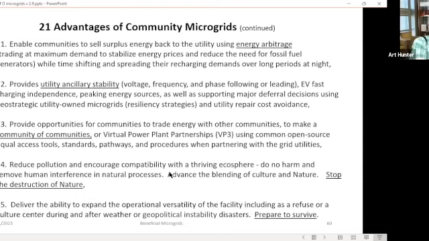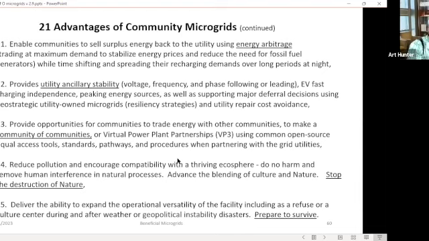And the big one, as far as I'm concerned, is stop the destruction of nature. Not just reduce pollution, but encourage compatibility with a thriving ecosphere. Do no harm, and let the natural processes go. And in fact, other than the manufacturing side, once you have geothermal and solar and wind, you're not doing any more damage to the environment.